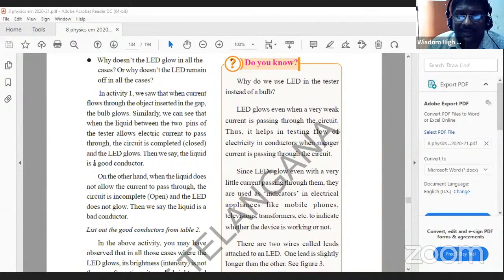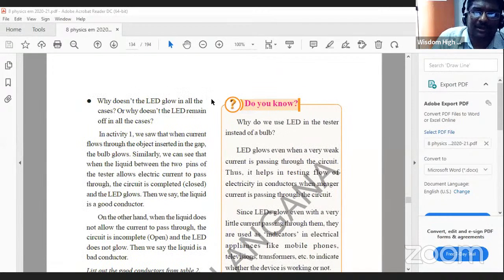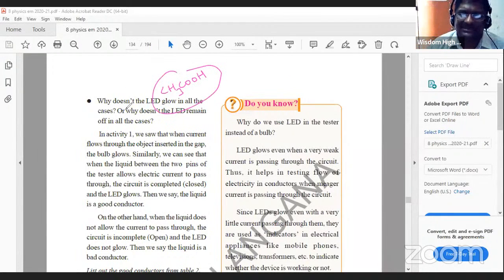But even here, after filling with the liquid, vinegar, vinegar means weak acid. CH3COOH is its chemical formula, acetic acid, a weak acid, vinegar. Nowadays we preserve pickles by adding this vinegar.